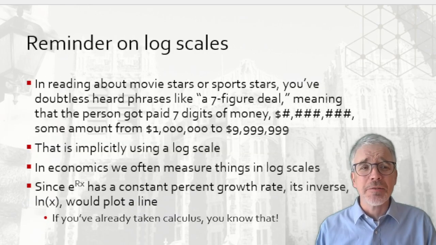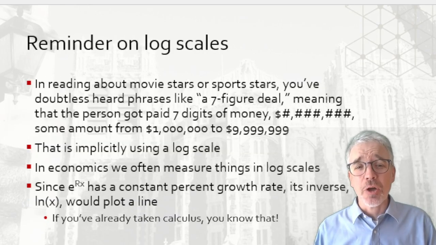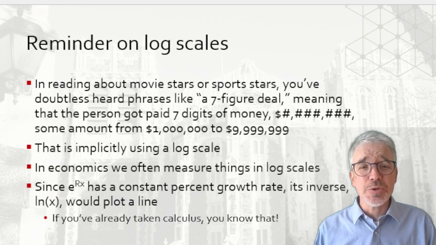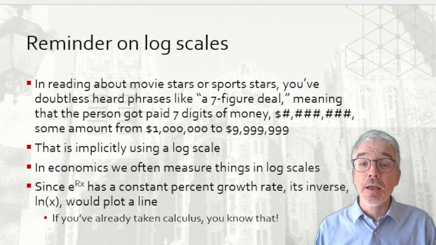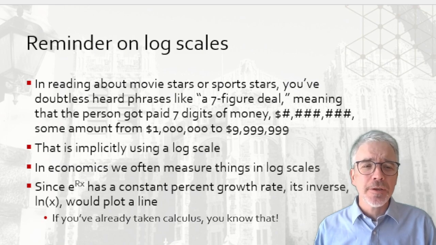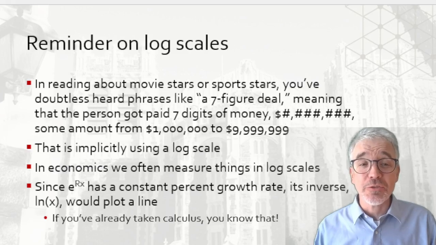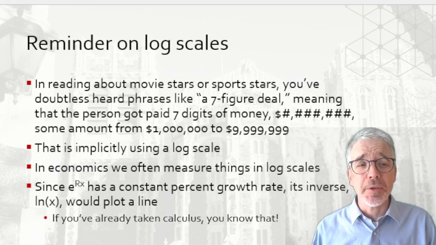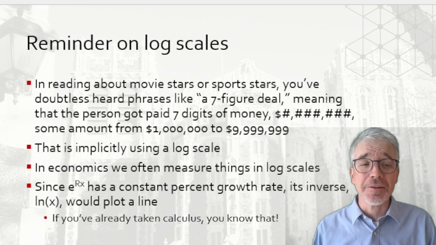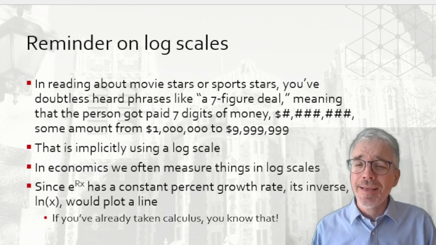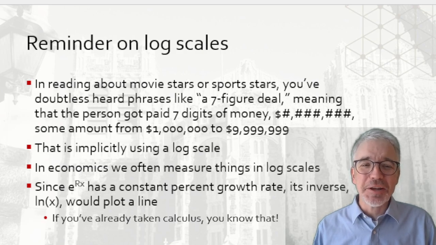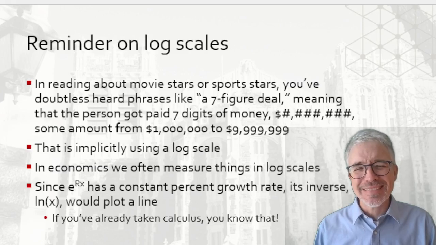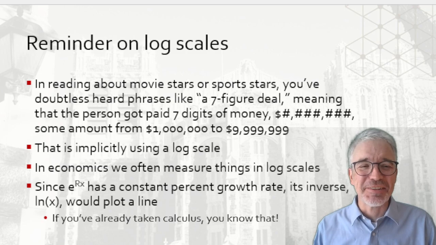Another thing to remember is exponents and logs. You've probably heard news items about some movie star or sports star getting paid, and you hear phrases like, they signed a 7-figure deal, which means that person got paid 7 digits worth of money, some amount between $1 million and $9,999,999. That's implicitly using a log scale. We could measure our own salaries in the same way, but you and me and most people we know are getting 2 digits per hour. That's just not as exciting a way of putting it.